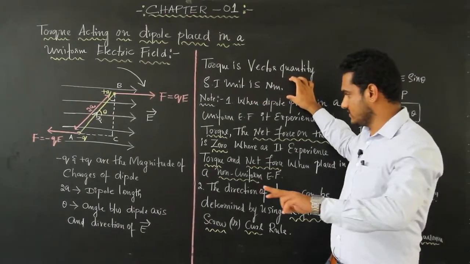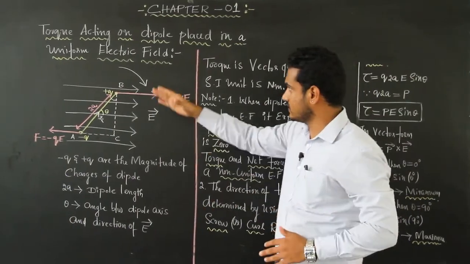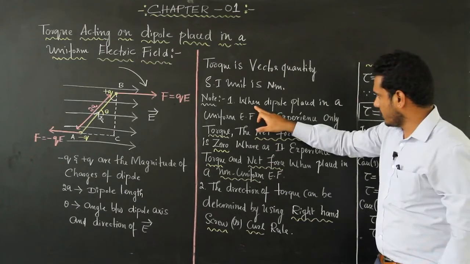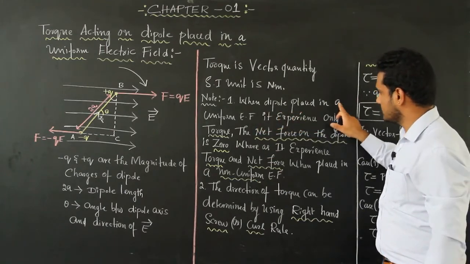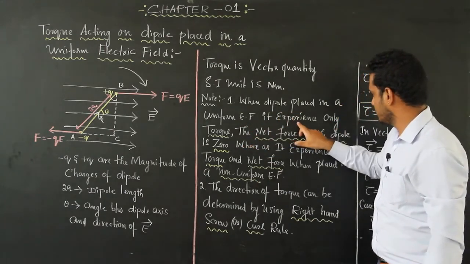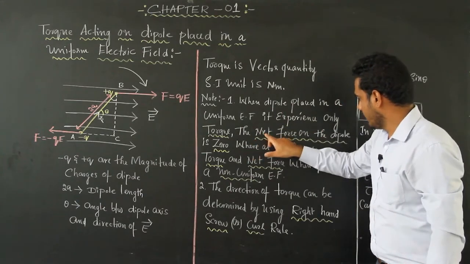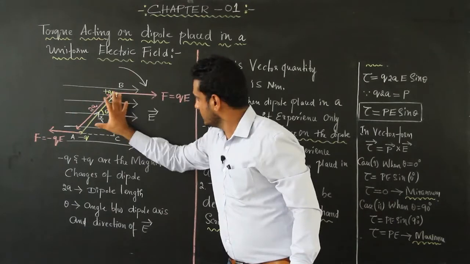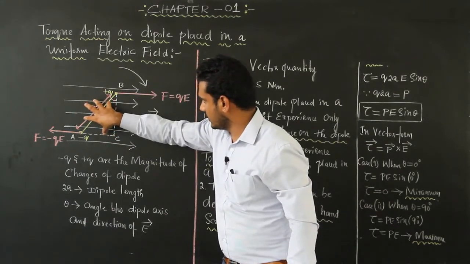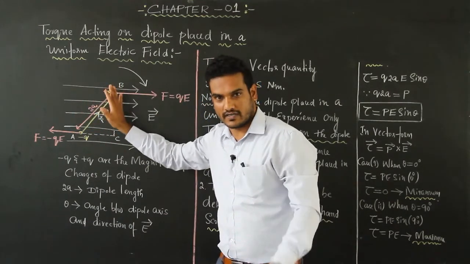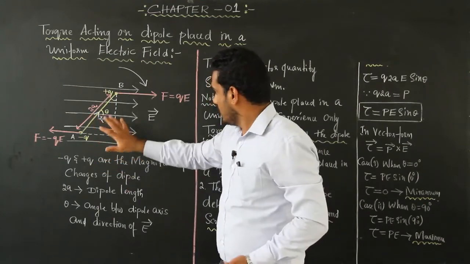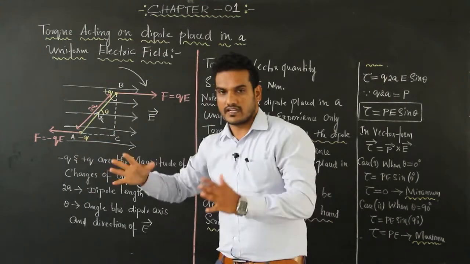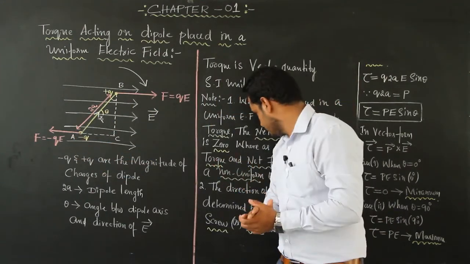Two important things we need to understand regarding torque acting on a dipole. Already I explained. See the first point: when a dipole is placed in a uniform electric field, it experiences only torque. The net force on the dipole is 0. That is what we studied. Torque is also called a couple. But the net force acting on the dipole is 0. Why? Because these two forces are equal in magnitude and opposite in direction.